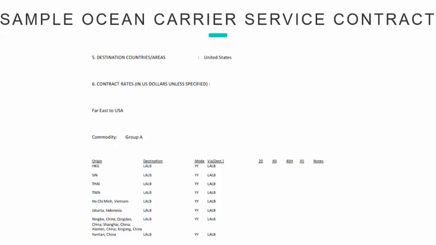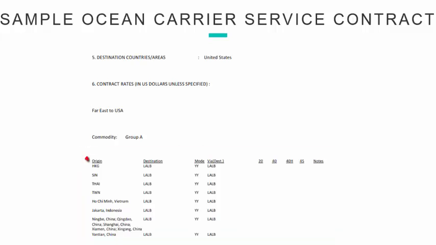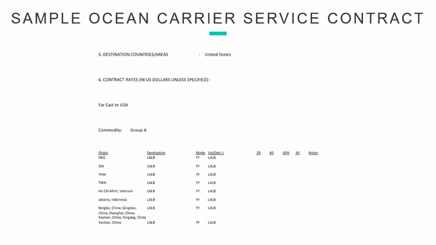In general, we're talking about the Far East to the USA. We have our commodity in Group A. Again, it was blanked out here. But now we can see the port pairs. Let's go down the list. Origins like Hong Kong, Singapore, Thailand, Taiwan, Vietnam, all going to LA Long Beach. Moving to the right, this is where the rates would be listed. Once again, they were there. We blanked them out for a 20-footer, 40 high cube, and a 45-footer.